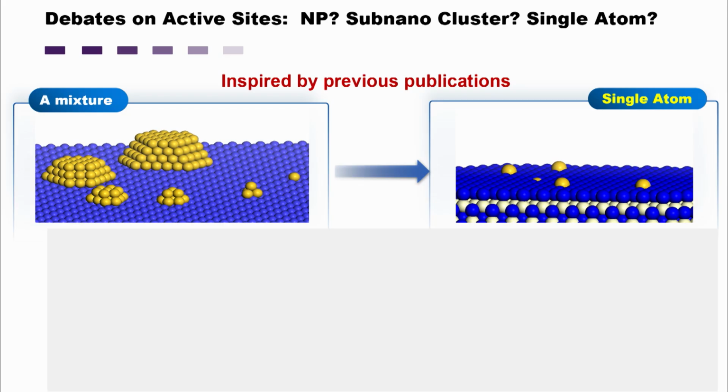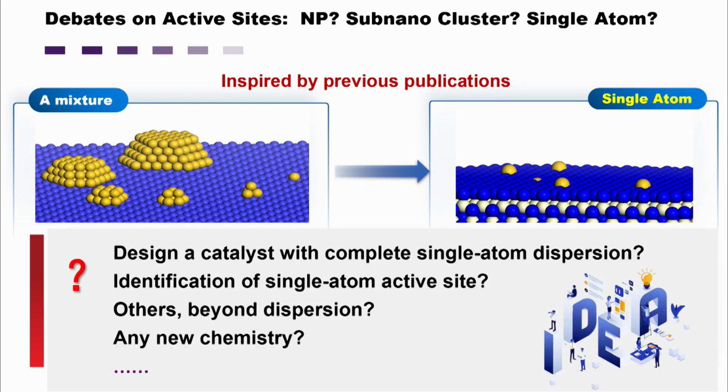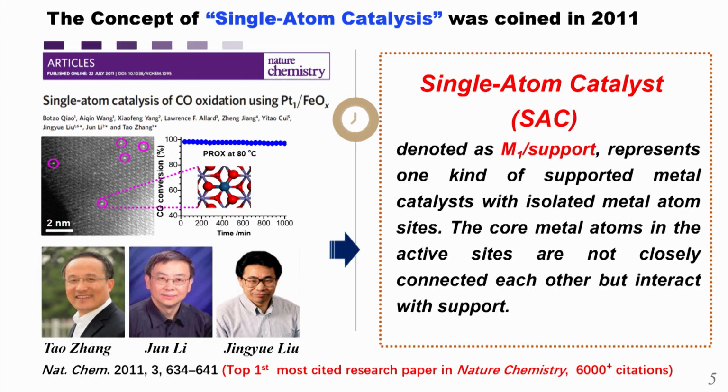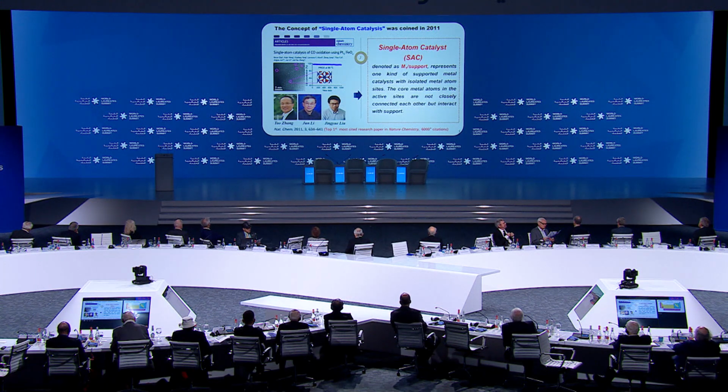So about 20 years ago, I discussed with my students, trying to design a new kind of catalyst in which all the metal is single atoms, isolated on the support. With such a catalyst, can we find some new chemistry? After a few years, we were very successful. We published the first paper on single atom catalysis. We coined the new concept in 2011.